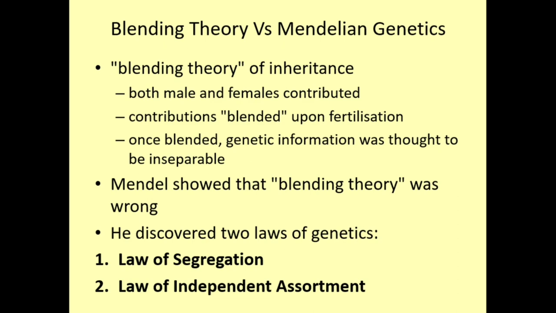But through Mendel's careful and systematic work, he was able to show that the blending theory was incorrect. And in doing so, he came up with and devised his two laws of genetics. And they are the law of segregation and the second law, which is the law of independent assortment. So this is what we're going to focus on over the coming slides.